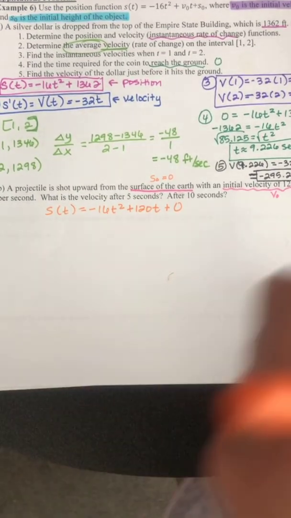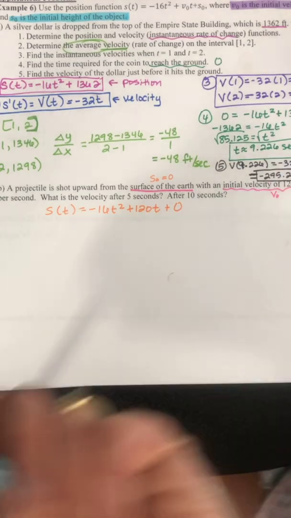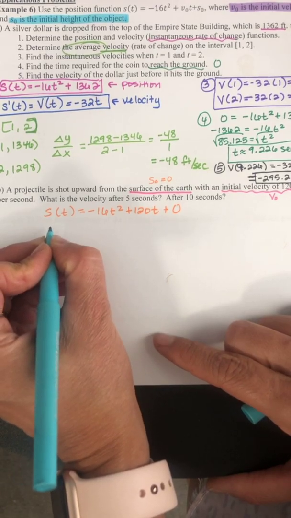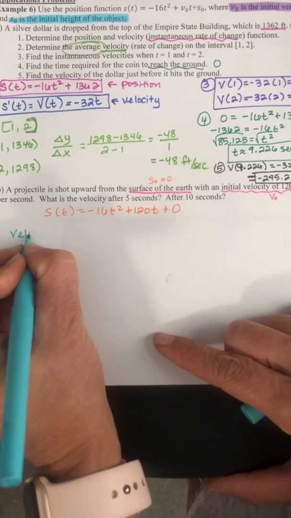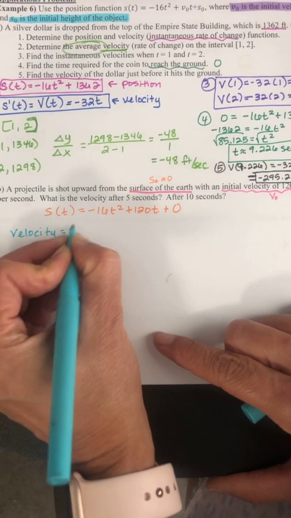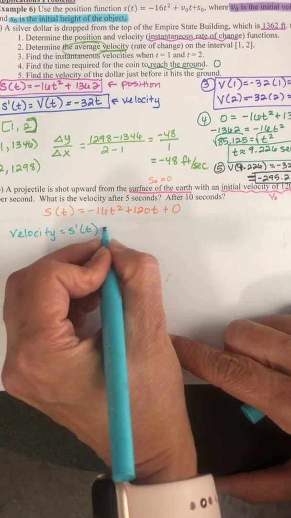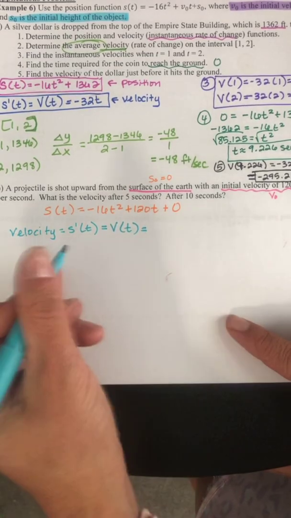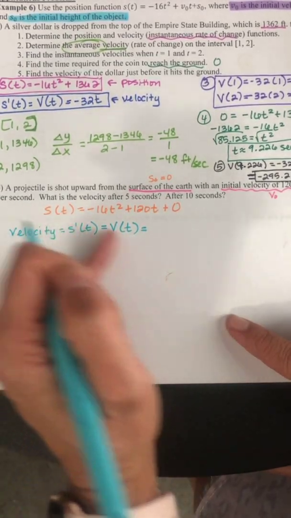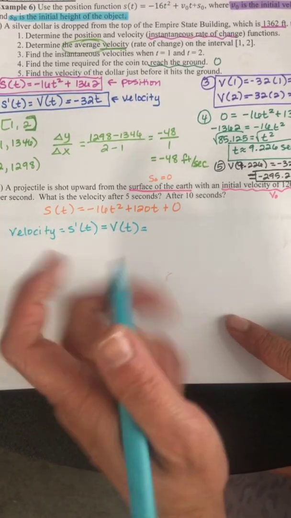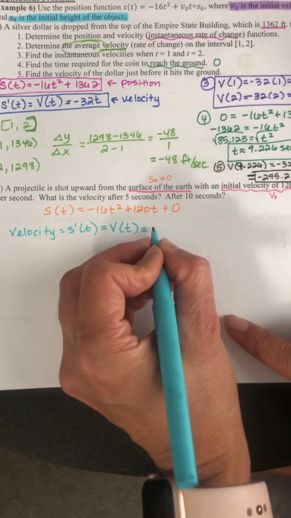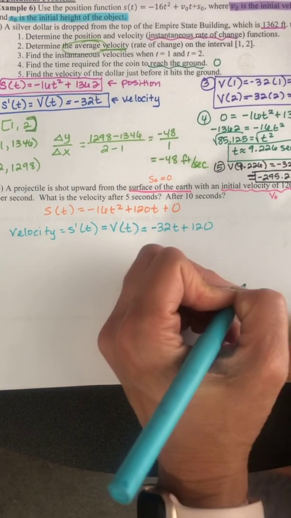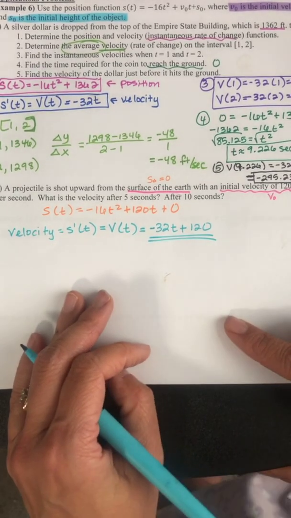Okay. What is the velocity? Well, since we're finding velocity, that means we need to take a derivative so that we can have the velocity function, because velocity means slope. So velocity is going to equal s prime of t, which is going to equal our v of t function. This is just a formality for your notes. You can just go straight to v of t once you understand velocity is just the derivative of the position. So the derivative is negative 32t plus 120. There's our derivative function.